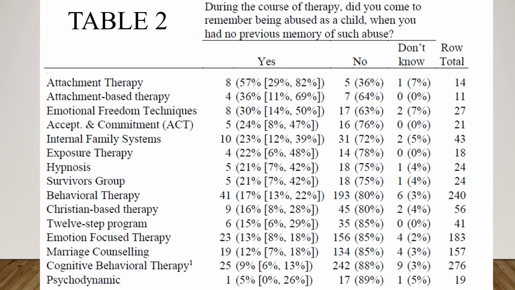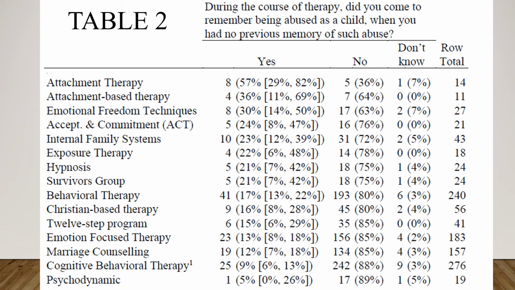So this Table 2 here is from Patihis and Pendergrast, and it is the same data broken down by therapy type, with the therapies with the highest prevalence of repressed memories at the top of the list, and the lowest prevalence at the bottom of the list. So for example, the attachment therapies at the top had high percentages of individuals involved in that therapy recalling something akin to repressed memories. Then you have emotional freedom techniques, also high percentages.